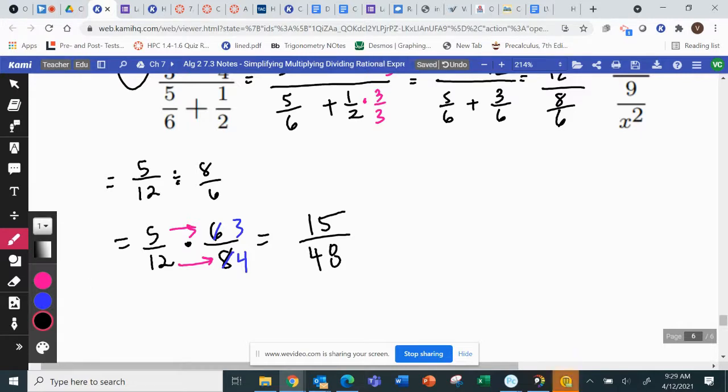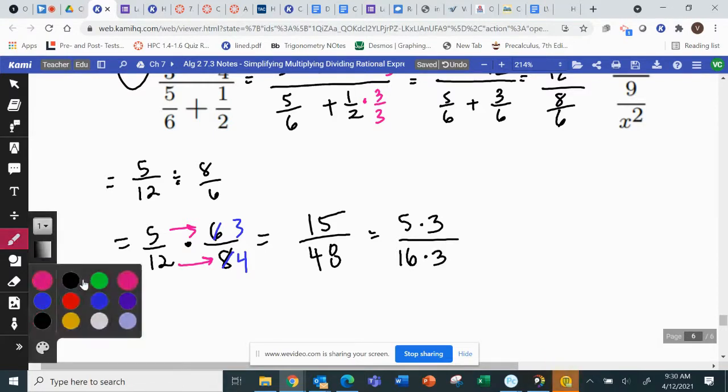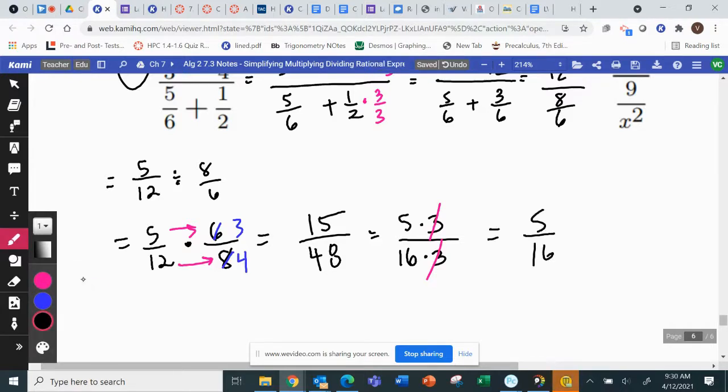Does 15/48 have any factors in common? 15 divided by what? And 48 divided by the same number? Yeah, Nina? Yeah, it's divisible by 3. So this would be like 5 times 3, and this would be 16 times 3. So if we can factor out that 3, then we can cancel it. If we can factor it out, we can cancel it. And I get 5/16.